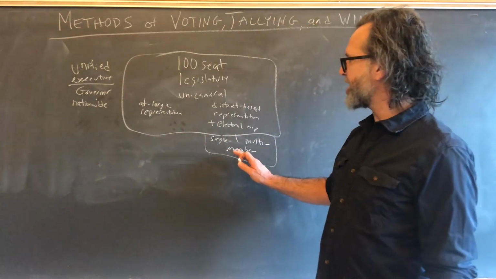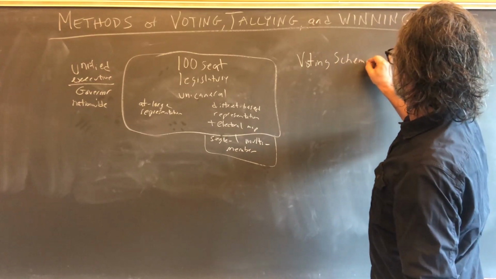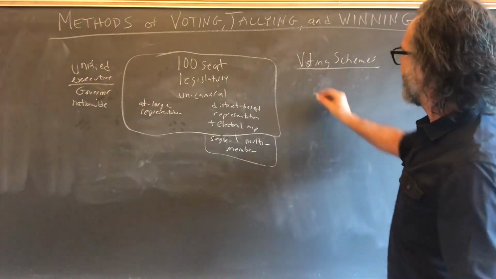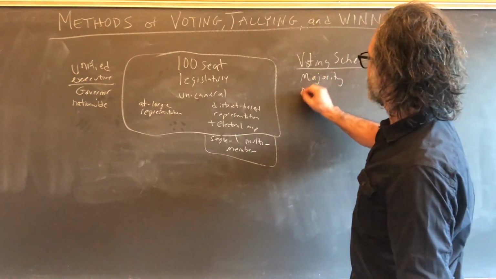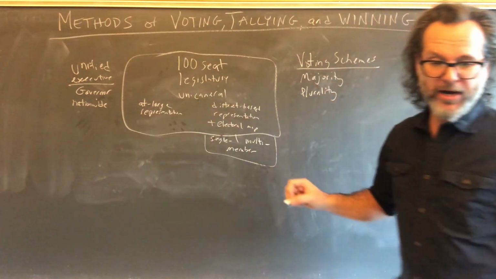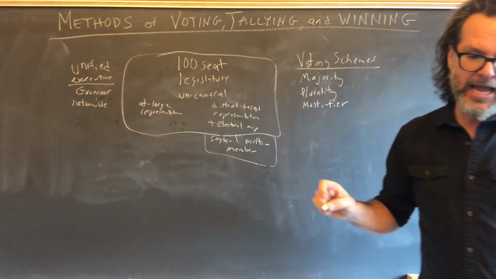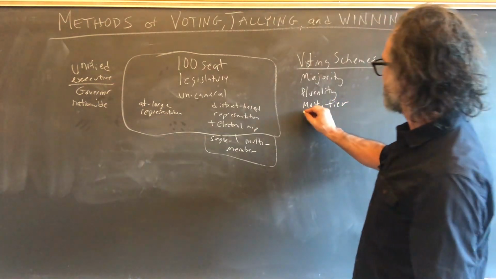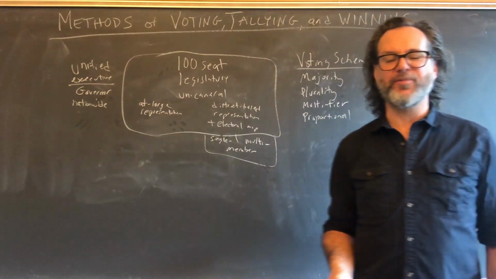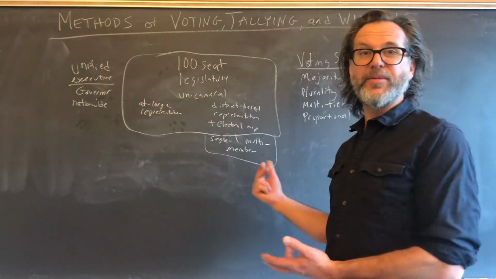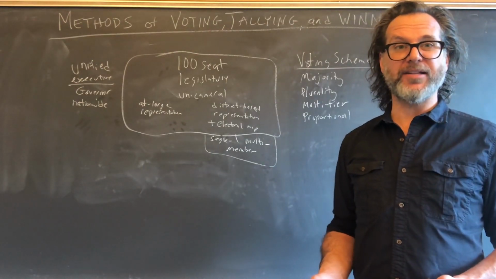Both types can make use of, and I'm going to put voting schemes up here, both types of system can make use of a majority voting scheme or a plurality voting scheme or a multi-tier voting scheme or a proportional representation. Now, one of the things you're going to notice if you download the typed notes is that my typed notes are going to be slightly different than the board notes, and that's just one of the things that happens. They both actually represent a good way of dividing these things up.